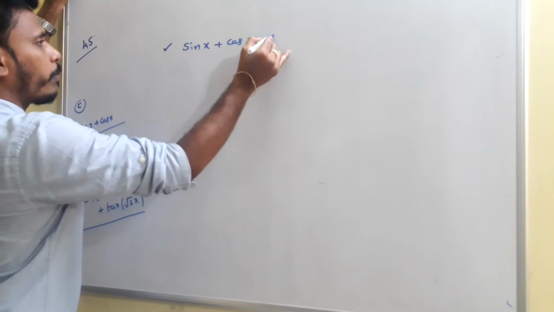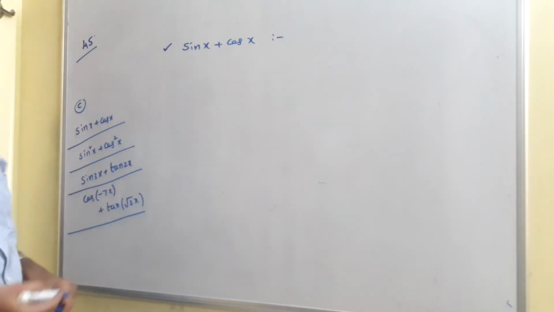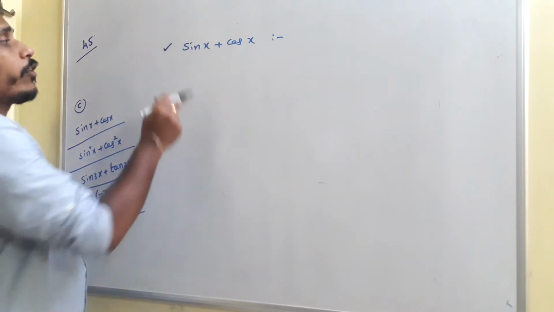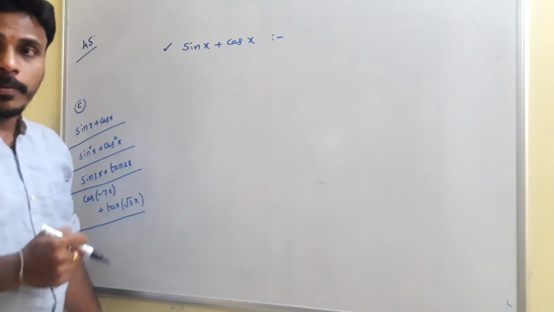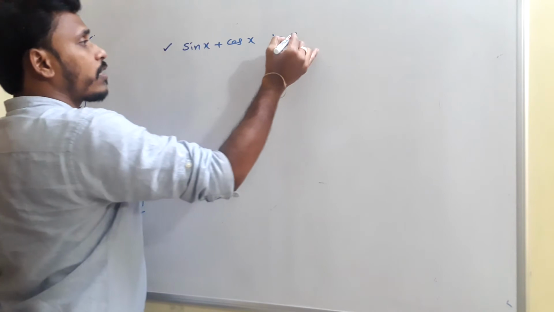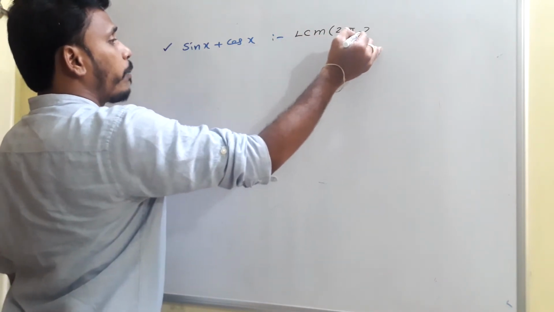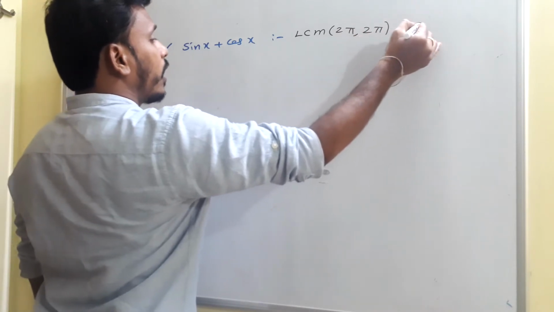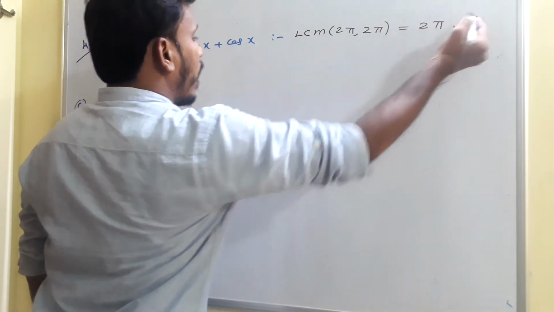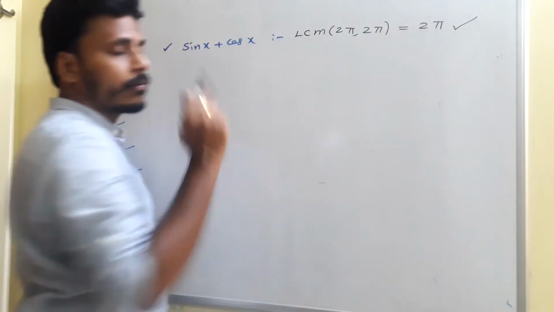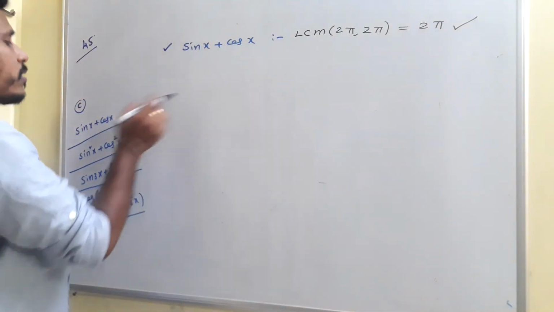What to say about the periodicity of this function, sin x plus cos x? As we discussed, it is a combination of two functions. We know the periodicity of sin x is 2 pi and the periodicity of cos x is 2 pi. Then the periodicity is just the LCM of the periodicities of the two functions, and that LCM is again 2 pi, so the periodicity of this function is 2 pi.